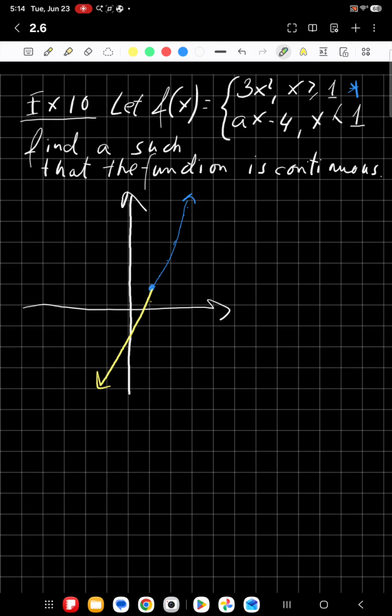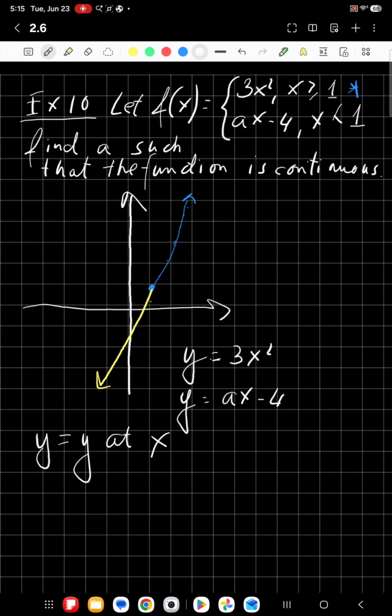Should we write it? Let's not write it. Let's just write. So I'm going to take the first function, 3x squared, and then y equals ax minus 4. So y needs to be equal to y at x equals 1.